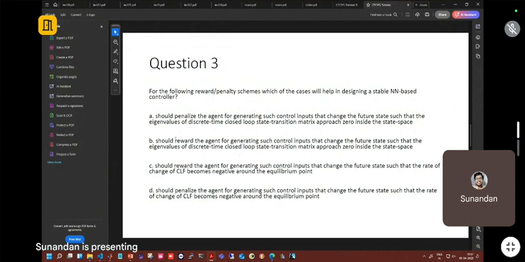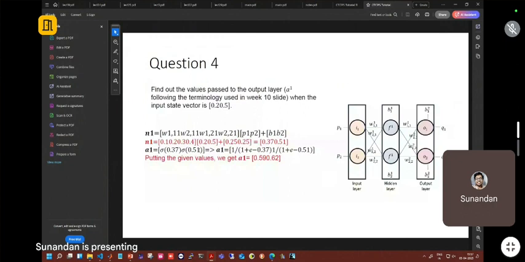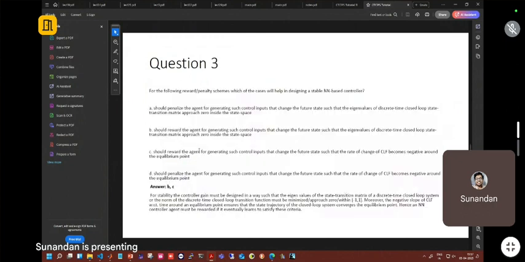So we'll reward such actions, and while doing so, if sometimes it is taking some actions, but the CLF is becoming negative around the equilibrium point, then we can reward it for taking such actions. If the CLF is becoming negative around the equilibrium point, that is good for me, because that is decreasing the CLF and sending it to a zero value as I am reaching the equilibrium. That is a good thing. So these two should be the correct answer. Yes.